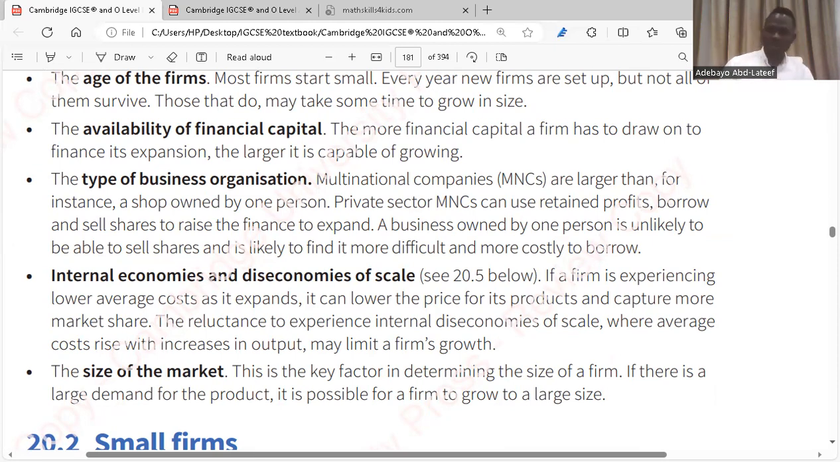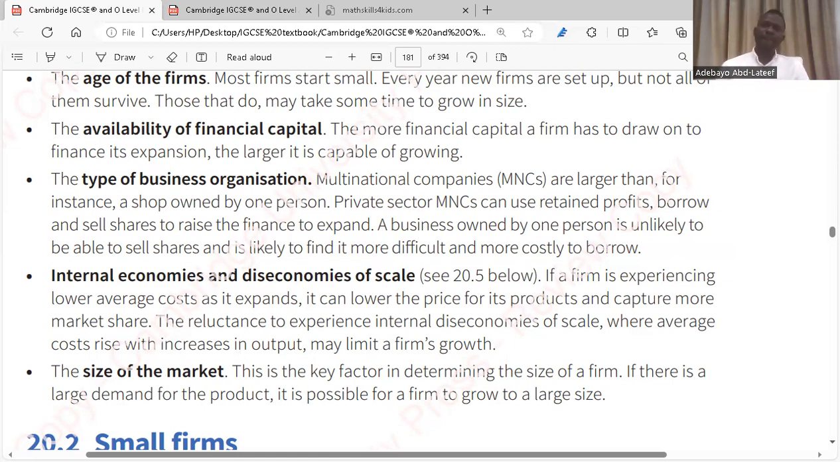Is it solely owned, which is a sole trader? Is it a partnership? Is it a joint venture? Is it a multinational? Is it a private limited company? So how big or small a firm is can be decided by its legal structure. A sole trader is the least. It's a business owned by an individual, so it's considered the smallest of all. So you can know the size of a business based on its legal structure.